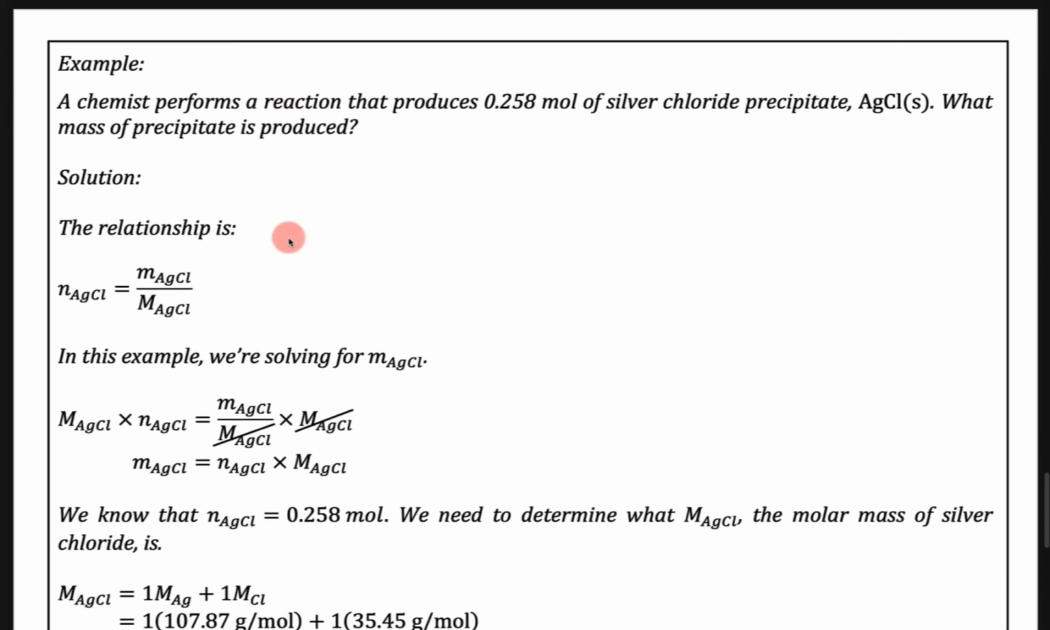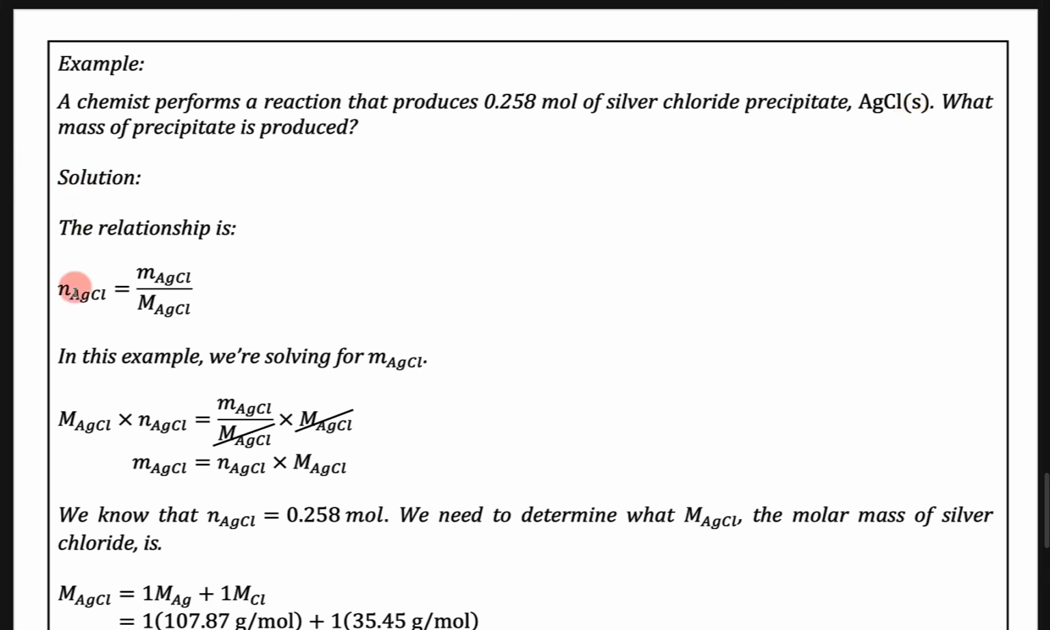Now, the second example is a little different. We're still making use of the same relationship that we saw. It's just that we're solving for the mass instead of the number of moles. So the example says, a chemist performs a reaction that produces 0.258 moles of silver chloride precipitate. What mass of precipitate is produced?